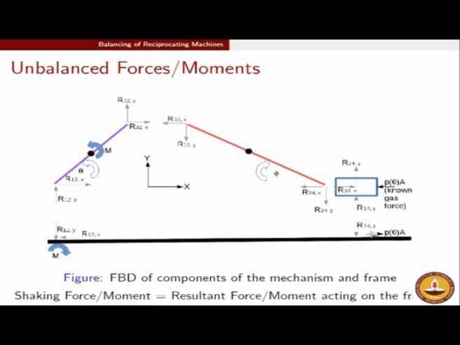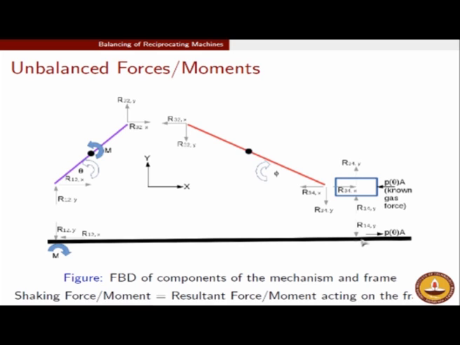Similarly, on the end of the piston, since R14,y is the force that the frame gave to the piston, the frame will take back a force R14,y but in the opposite direction. It will also take back the gas force, because the gas force is hitting the piston on one side and on the other side it is hitting the crankcase. So it will get back these forces.